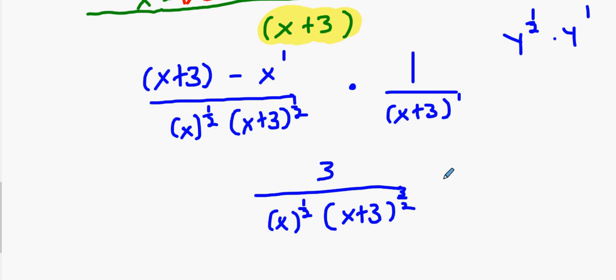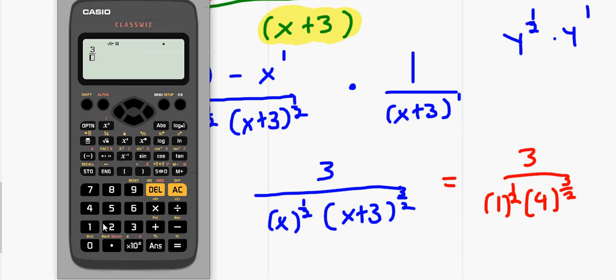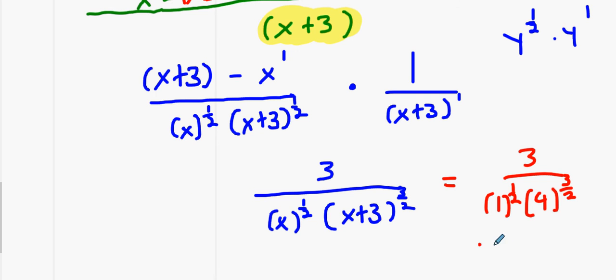So what happens when you put in 1? It's going to be 3 divided by 1 to the power of a half. 1 plus 3 is 4. 4 to the power of 3 over 2. I think the answer is 3/8. Does anybody want to throw that into the calculator and find out for me? I believe it's 3/8. Yeah, calculator required, lads. Alright, 3 over 8.